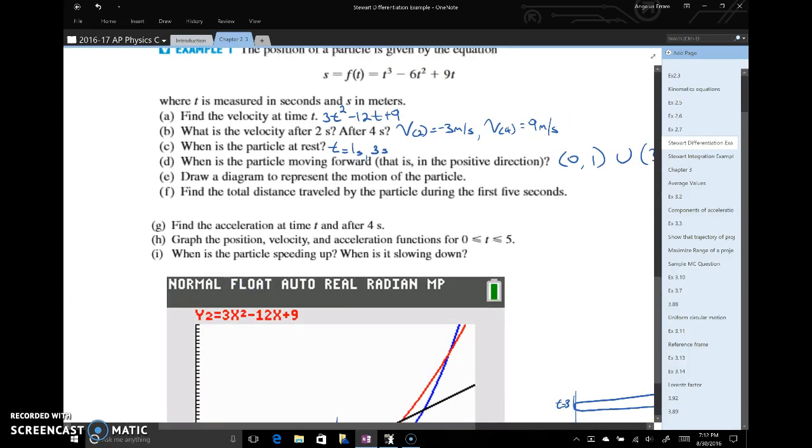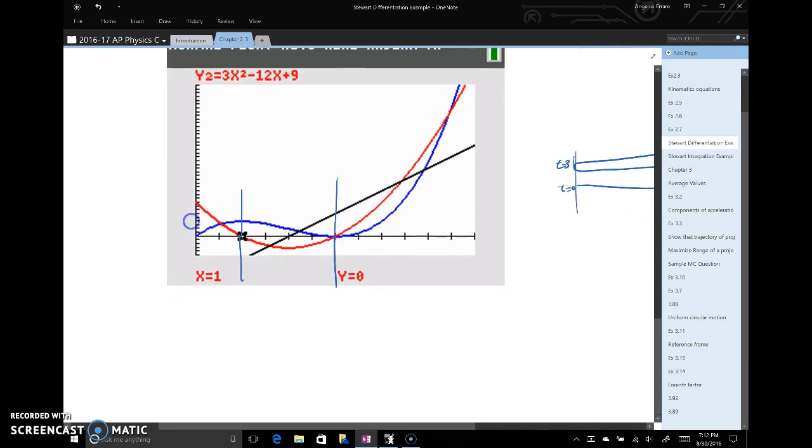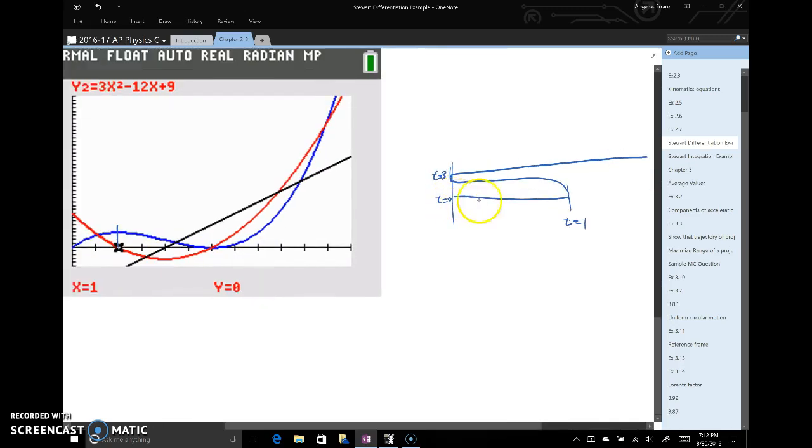So to find the total distance traveled by the particle during the first 5 seconds, we need to break this problem up. It would be easy to figure out the distance traveled if the particle never turned around, but it does. It reached some maximum displacement from 0 to 1, then it turned around and came back. So here it's turning around and coming back from 1 to 3.